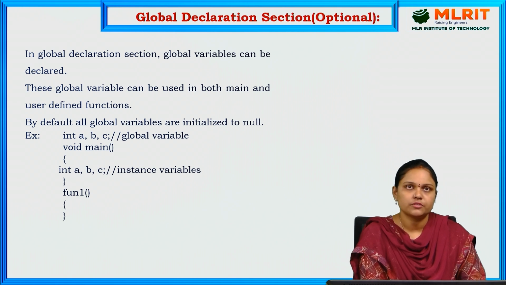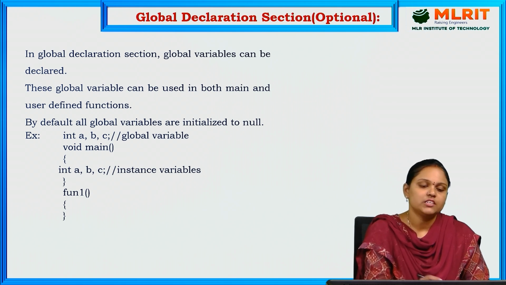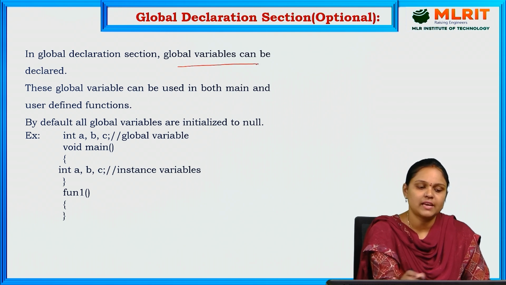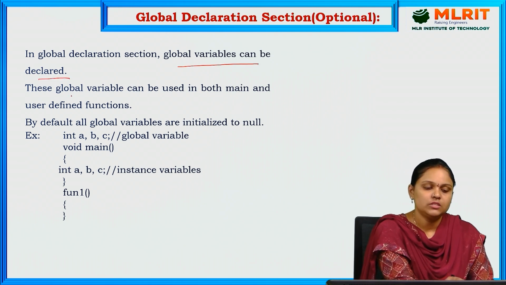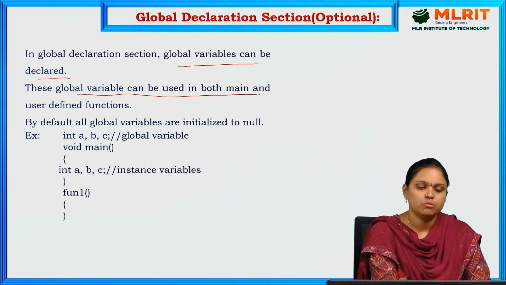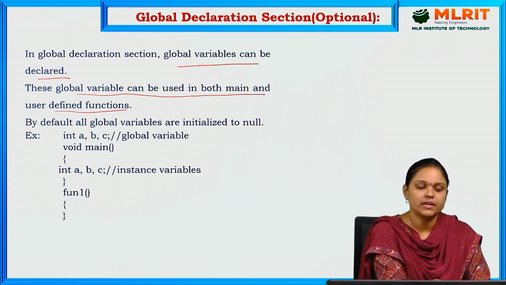Global declaration. The global declaration section is also optional. In the global declaration section, global variables can be declared. These global variables can be used in both main and user defined functions.